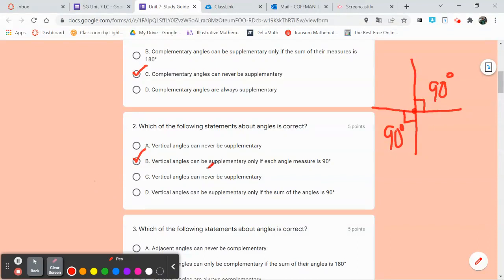Here it says vertical angles can never be supplementary. We know that's not true. Wow, they put the same one twice. All right, and vertical angles can be supplementary only if the sum of their angles is 90. Well, that's not true either. Supplementary, the sum is 180. All right, let's move on.